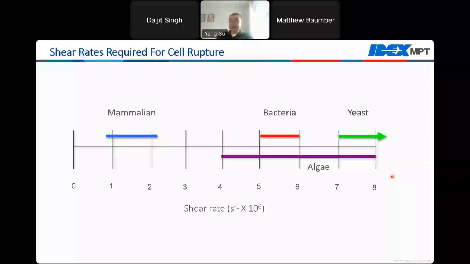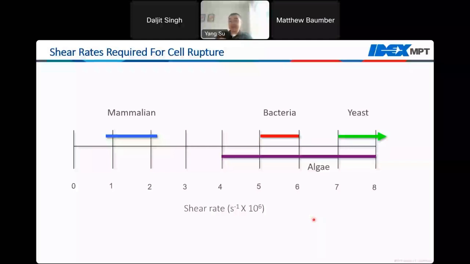And the important thing is you need to precisely pinpoint and dial in this shear rate. So what you want is just enough shear rate to open or rupture the cells, but not too much, so you don't potentially degrade or damage the product of interest. So that's where microflash technology comes into play.